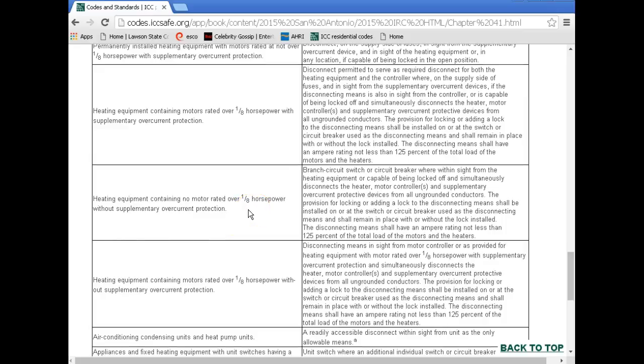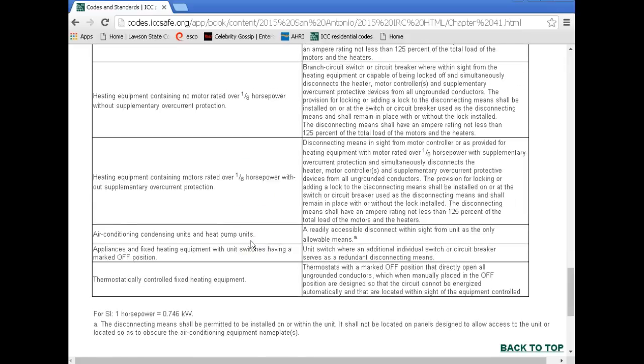Let's see, heating equipment with motors rated over. I thought the other was over. Oh, containing no motor. Okay. Air conditioning condenser units and heat pump units. Y'all see that? A readily accessible disconnect within sight from the unit as the only allowable means. And it's got a footnote. The disconnecting means shall be permitted to be installed on or within the unit. Hear that? Shall be permitted to be installed on or within the unit.